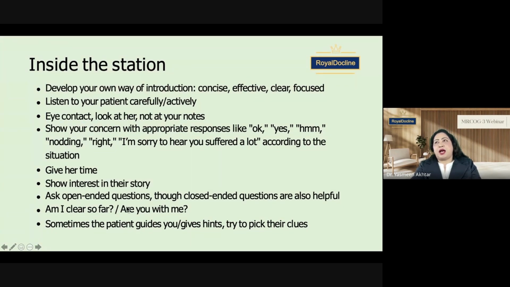And then in between, ask her, am I clear so far? Are you with me? Am I with you? Are you satisfied? What else are you interested to ask? Is there any other agenda which you want to discuss today? Might be she has come for something else, right?